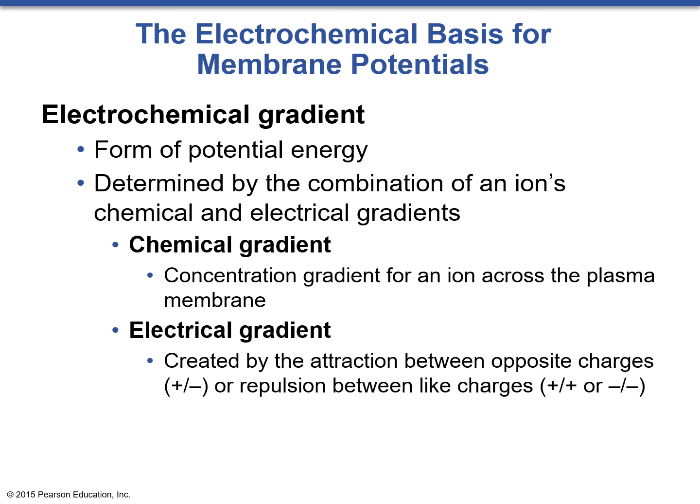An electrochemical gradient is a form of potential energy that is determined by a combination of an ion's chemical and electrical gradients. The chemical gradient is something we're already familiar with: the concentration gradient for an ion across the plasma membrane. How much of something is there? The electrical gradient is created by the attraction between opposite charges, positive and negative. So for example, our positive and negative charges in the extracellular fluid are sodium and chloride. The positive and negative charges inside the cell are potassium and proteins.